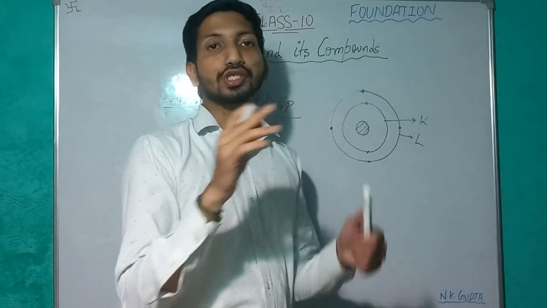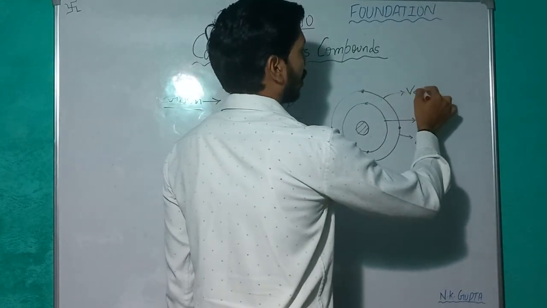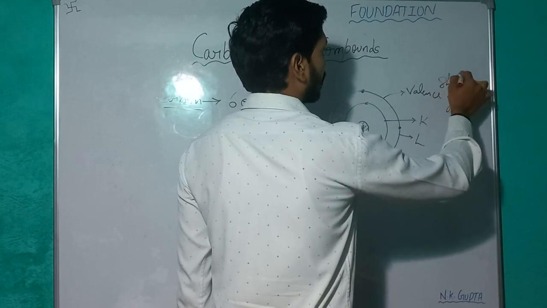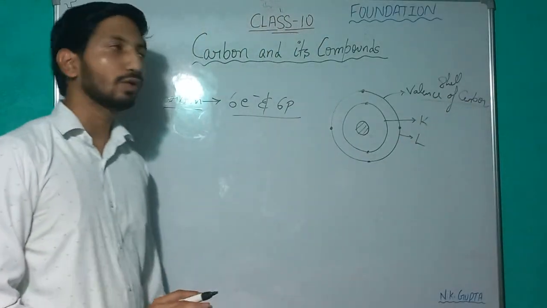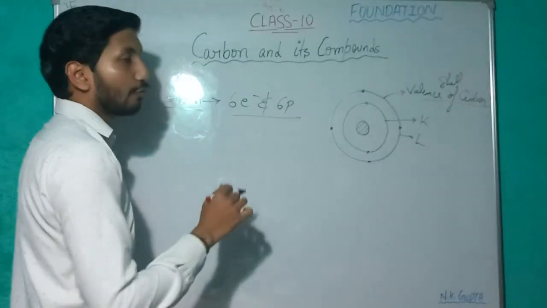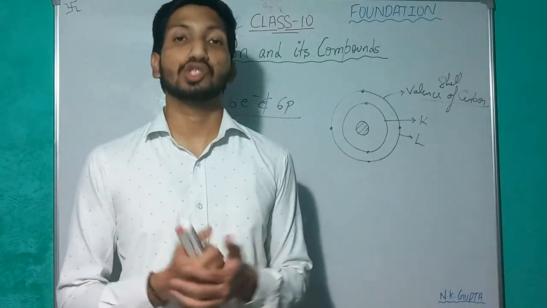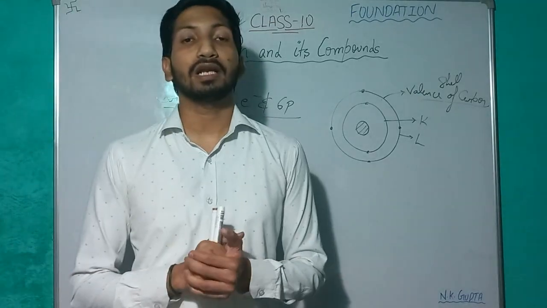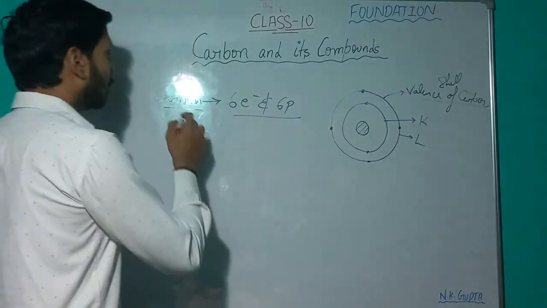The outermost shell is also known as the valence shell of an atom, in this case the valence shell of carbon. Is it okay? Here we know that each and every atom tries to attain stability, to become a more stable atom, so it tries to attain noble gas configuration.